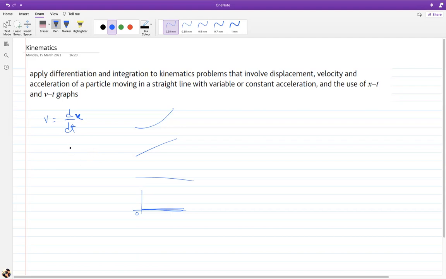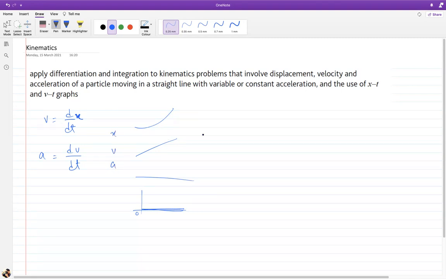Now, the next thing is how does velocity change? So dv over dt is basically acceleration. Again, the rate of change of velocity with respect to time is acceleration. So you have distance, you have velocity, you have acceleration. How does that relate? So it's going to be x, v, a.